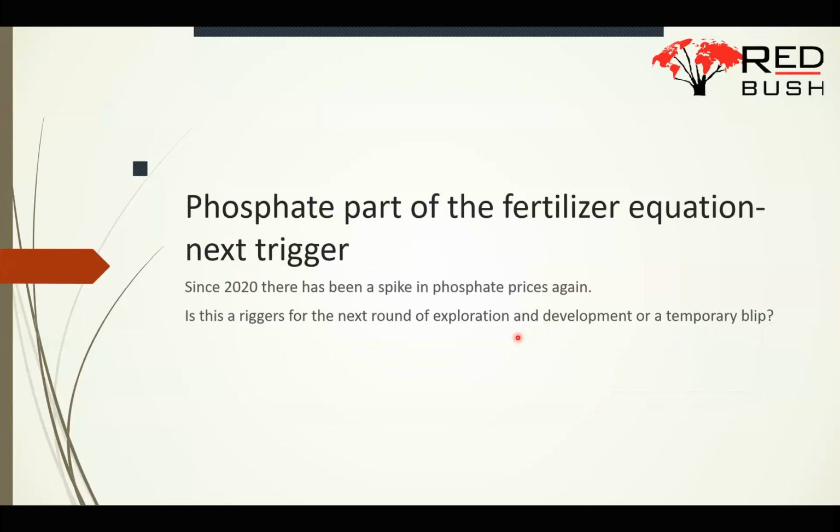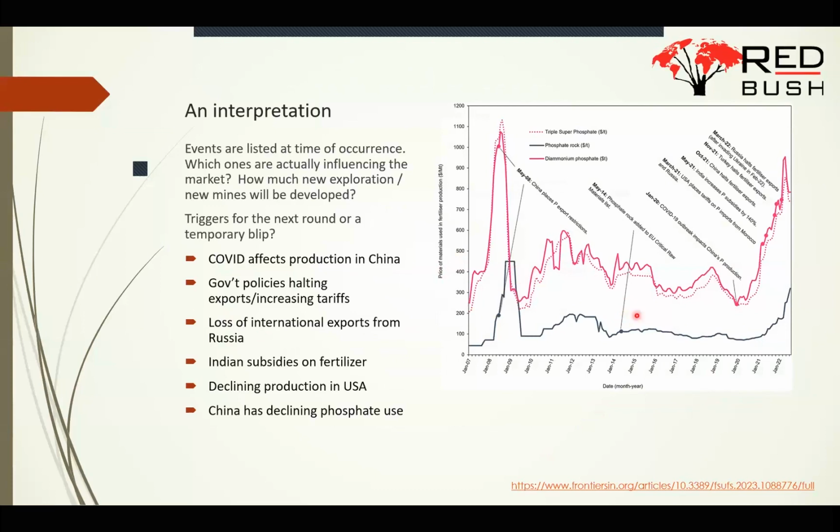Last trigger. So there's been a spike in prices recently, obviously because of wars, mostly in the Ukraine, but now in the Middle East. And is this, I spelled it wrong, is this a trigger for the next round of exploration and development, or is it a temporary blip? So this is what's going on.